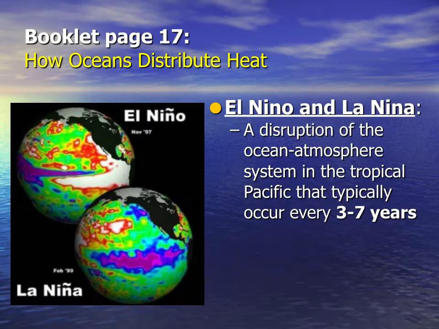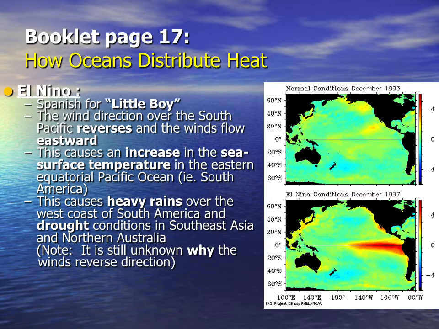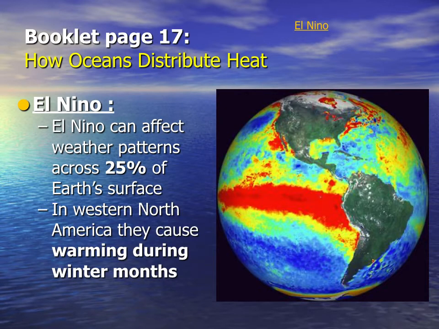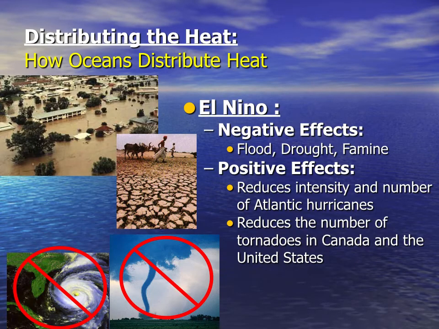The videos talked about El Nino and La Nina. This is in your notes for you to reflect on if you need to. Again, it's a disruption of the ocean atmosphere system in the tropical Pacific that typically occurs every 3 to 7 years. In your notes, you have some strong notes on El Nino, and recognizing that it has negative effects of flood, drought, and famine can result, but there's also hypothetically positive effects of reducing intensity and number of hurricanes in the Atlantic and reducing the number of tornadoes in so-called Canada and the US. So that hits home.